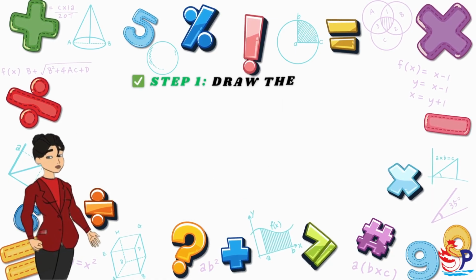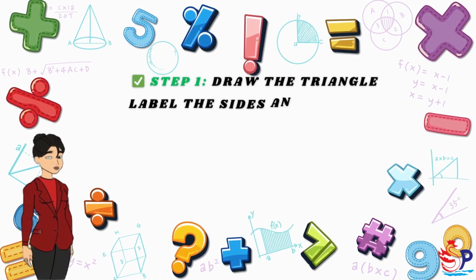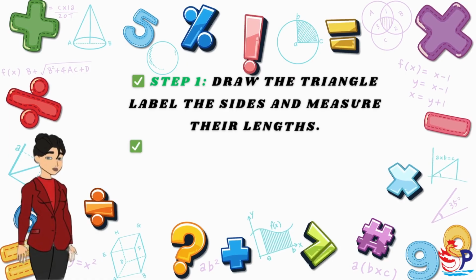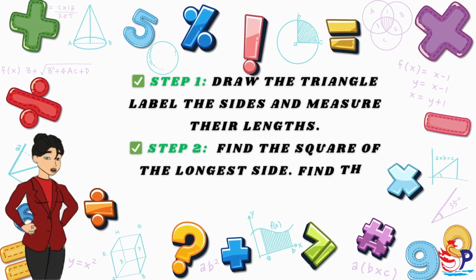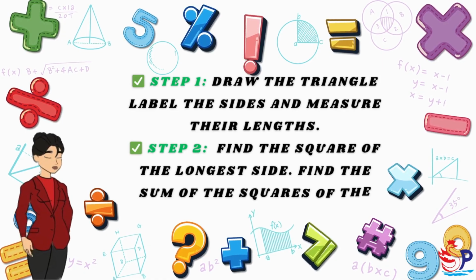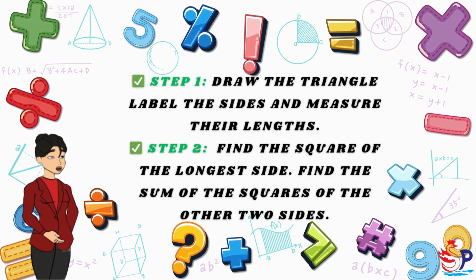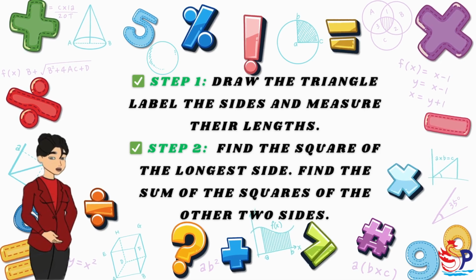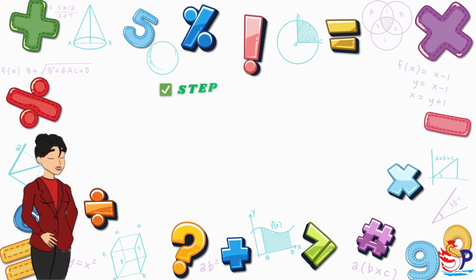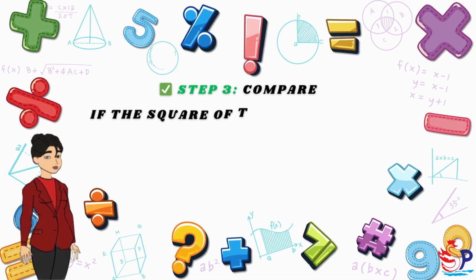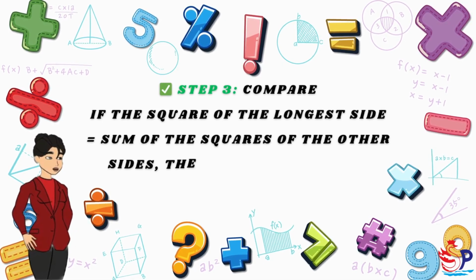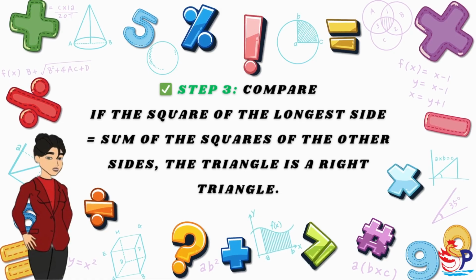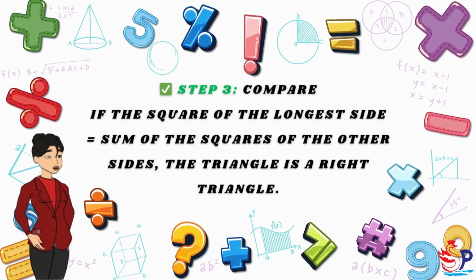Step 1. Draw the triangle. Label the sides and measure their lengths. Step 2. Find the square of the longest side. Find the sum of the squares of the other two sides. Step 3. Compare. If the square of the longest side is equal to the sum of the squares of the other sides, the triangle is a right triangle.